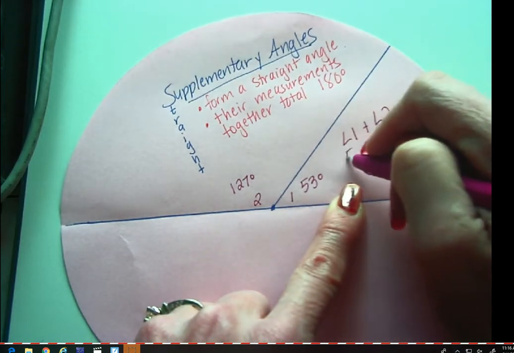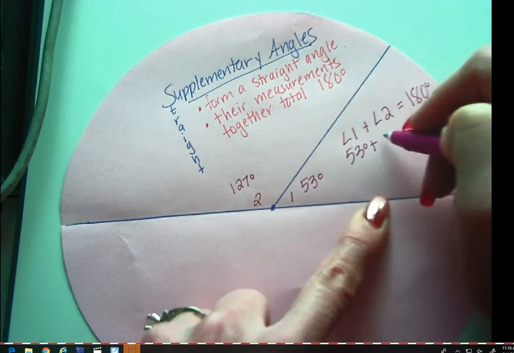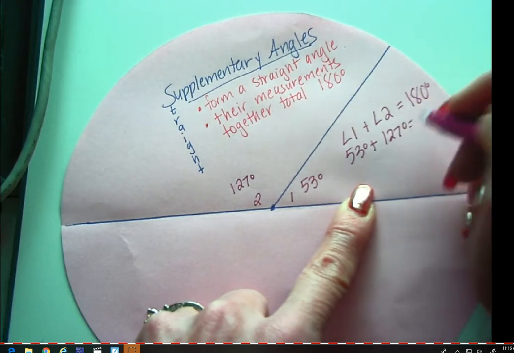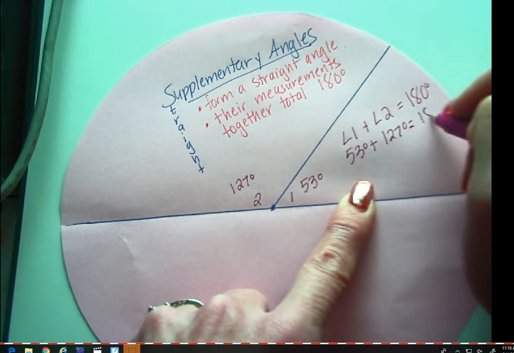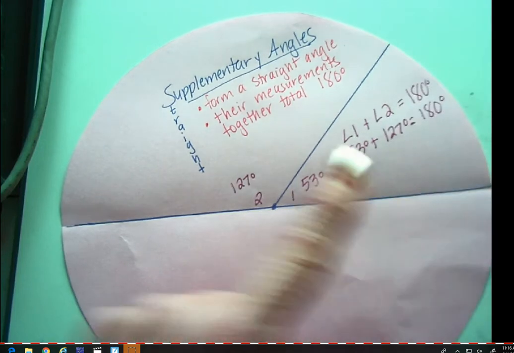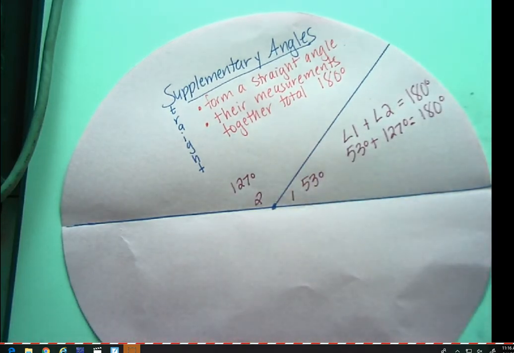So angle 1 is 53 degrees. Angle 2 is 127 degrees. And if I add those two numbers together, if they are indeed supplementary, they would form a 180 degree angle or a straight angle.